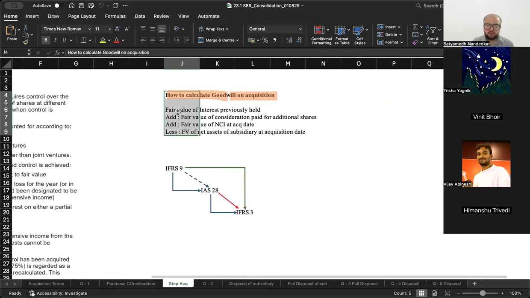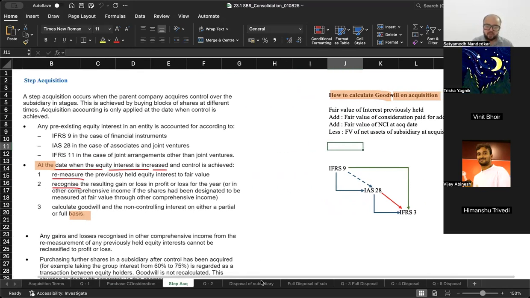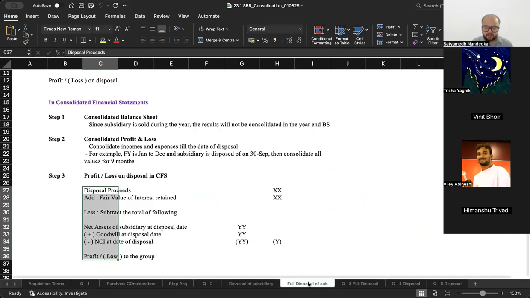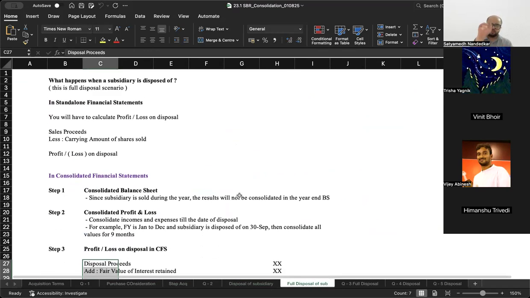How to calculate goodwill? Fair value of interest previously held, which you have remeasured. To that, you add fair value of consideration paid for additional shares. You add fair value of NCI at acquisition date. You subtract fair value of net assets of subsidiary at the acquisition date, and you get the goodwill on acquisition. In case of disposal of a subsidiary, there are two situations. Either you could have a full disposal or you could have a partial disposal.